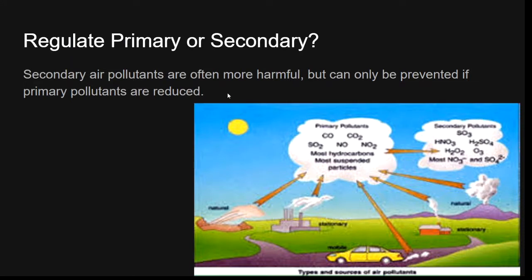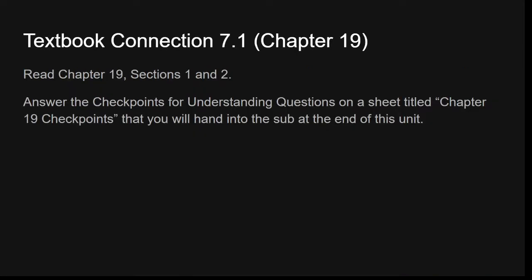And so, should we regulate primary or secondary air pollutants? Although the secondary air pollutants are often more harmful, they can only be prevented if we deal with those primary pollutants. So we have to start controlling the burning of coal, oil, and natural gas, and the emissions that come from that if we're going to deal with these more harmful secondary air pollutants.